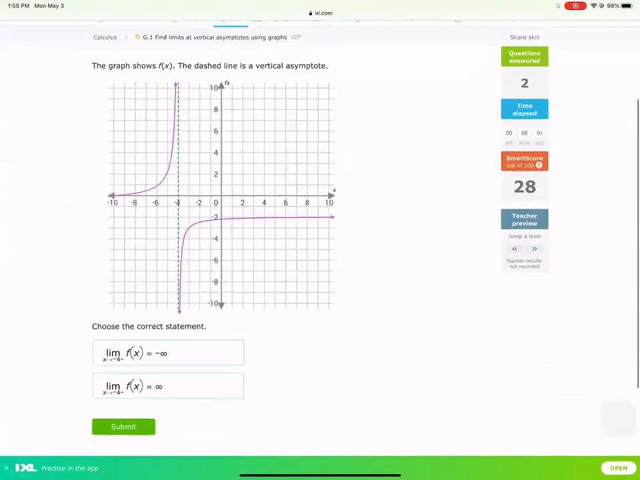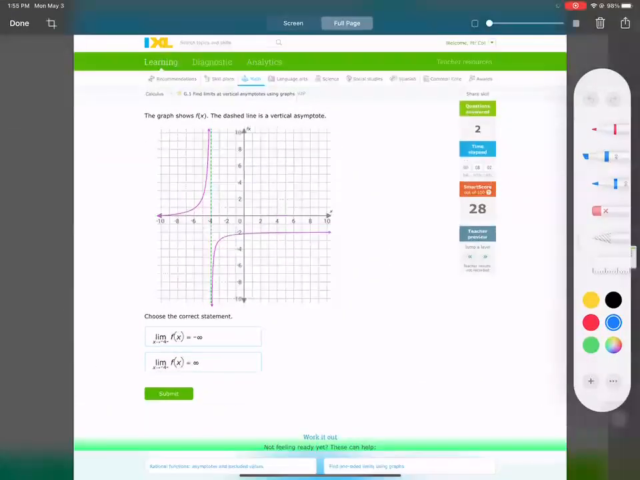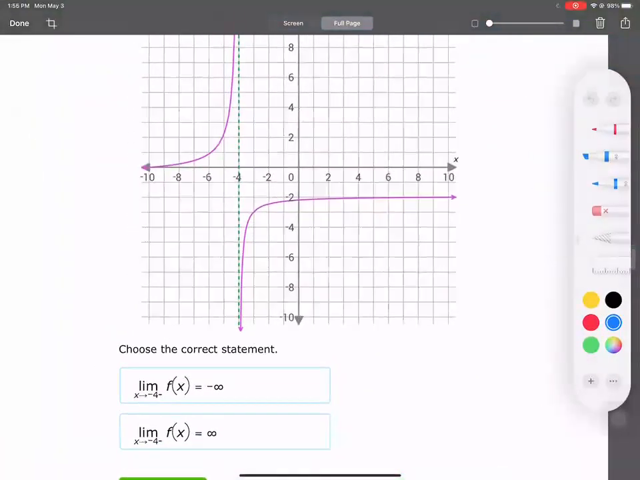Okay, let's take a look at this one. Asking us, again, we are heading to -4 from the left side. So here's the left side, right? -4 from the left side. Does it look like it's going to go up or down?